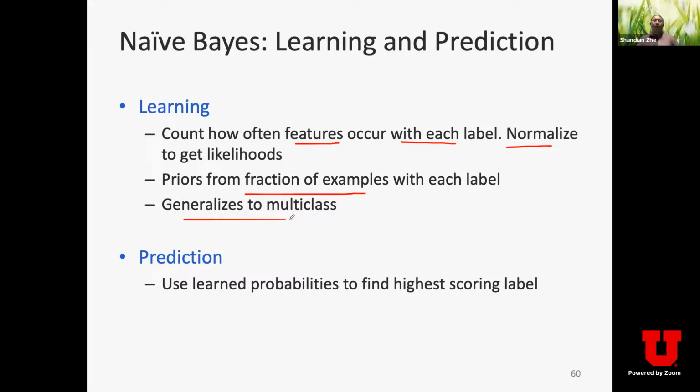And then how do we conduct prediction? We use these learned probabilities. Remember, we have 2 sets of probabilities. One is the prior probabilities, the other is the likelihood probabilities: given any label choice, what is the likelihood of each single feature. Then we can just maximize the product of the prior probability and the likelihood probability over that particular input feature vector. We find out which label gives the highest product, and that is our prediction.